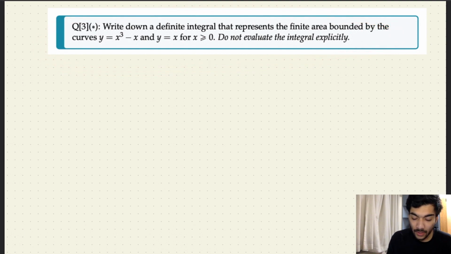So in these type of questions, I'll go over the question first. In this question, you have to write down a definite integral that would represent the finite area bounded by the curves y equals x cubed minus x and y equals x for x greater than or equal to 0. In these type of questions, you first have to identify the region between the curves. In order to do that, you'll have to sketch the graph of both functions on the same graph. And then based on the visual representation of both of these sketches, you have to identify the finite area bounded by the curves based on the given condition.